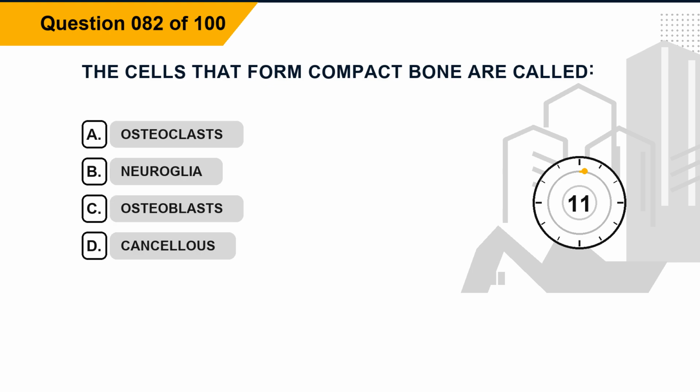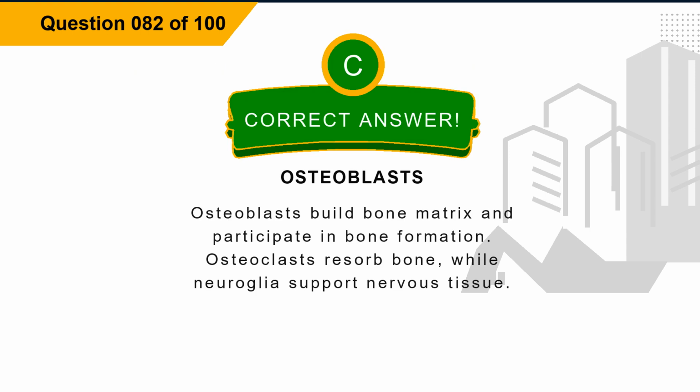Question 82. The cells that form compact bone are called. Option A, osteoclasts. Option B, neuroglia. Option C, osteoblasts. Option D, cancellous. The correct answer is option C, osteoblasts. Explanation. Osteoblasts build bone matrix and participate in bone formation. Osteoclasts resorb bone, while neuroglia support nervous tissue.